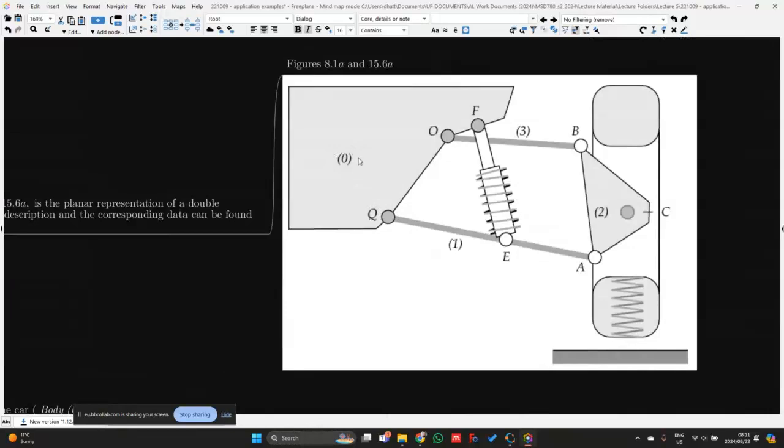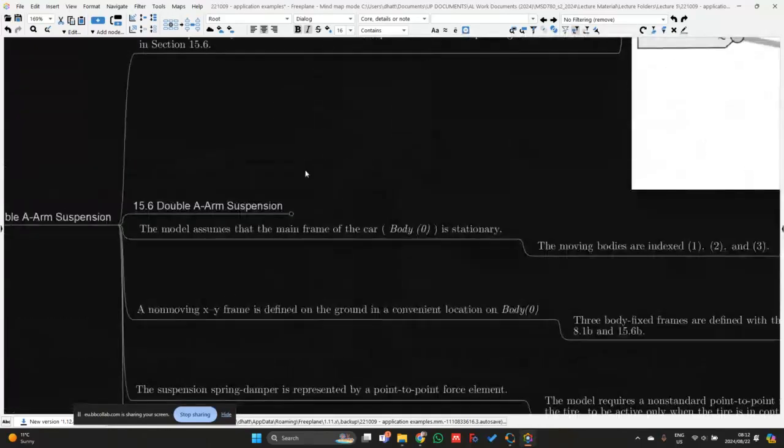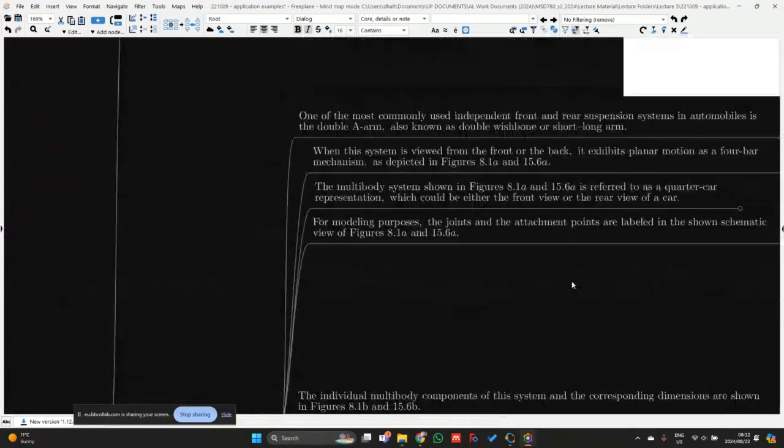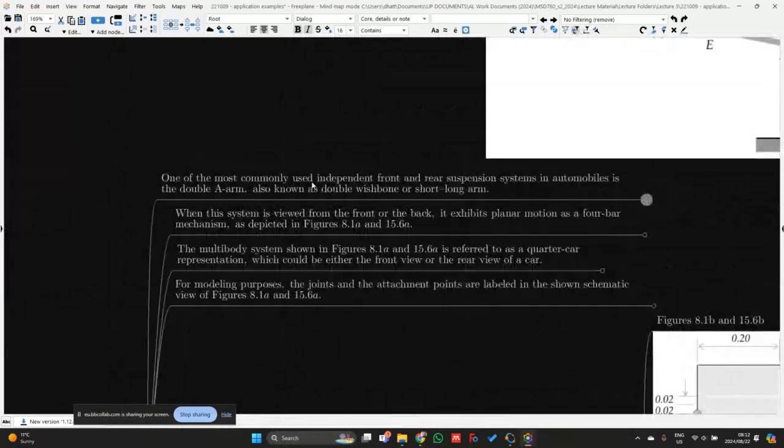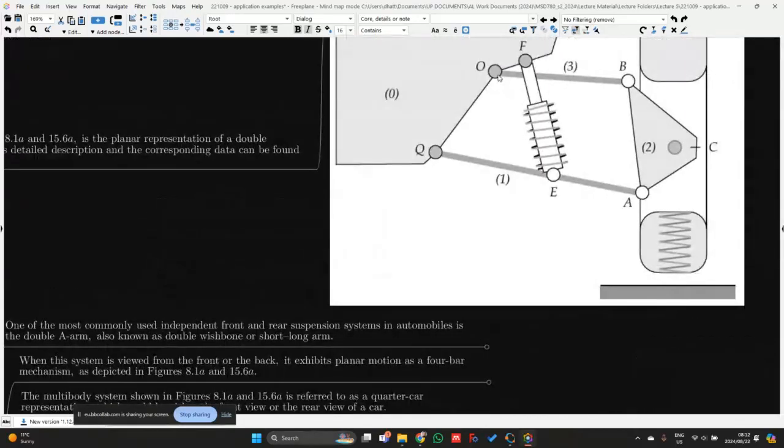So this is known as a quarter car model. In other words, we only consider a single wheel with its suspension mechanism over here, and this should be enough information to relate to the other wheels and to the overall vehicle suspension system. Okay, so the double A arm suspension system is one of the more commonly used independent front and rear suspension systems. It is also known as a double wishbone or a short long arm suspension system. In that case, we basically have a short arm at the top, OB, and at the bottom we have QA, which is your longer arm.